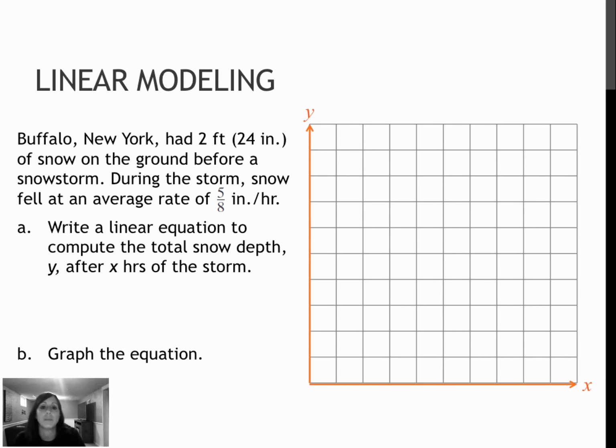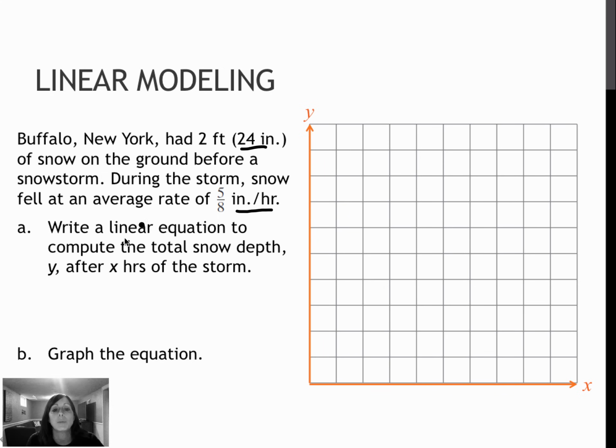Here's our first example. In Buffalo, New York, we had 2 feet of snow, or 24 inches. So we're going to focus on inches. And the reason we focus on the inches is because they, again, reference inches later. What we're trying to do is write an equation to model this situation. So we know that at day 1, or when time begins, day 0 really, we already have 24 inches of snow on the ground. For every hour, 5/8 more of an inch will be added to that total.